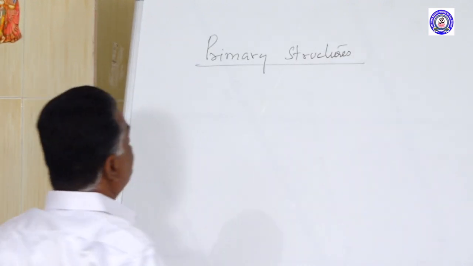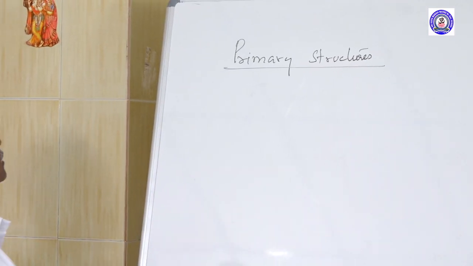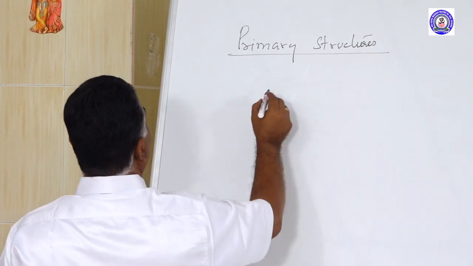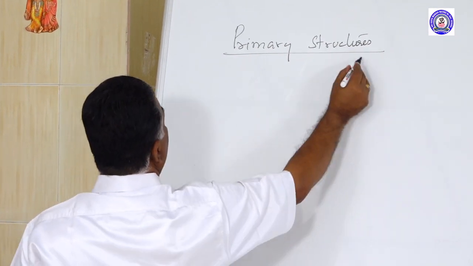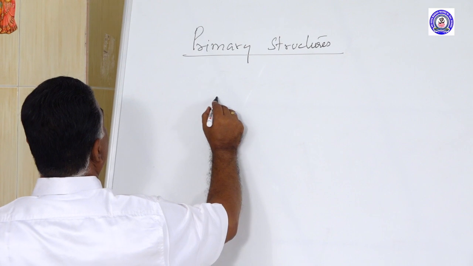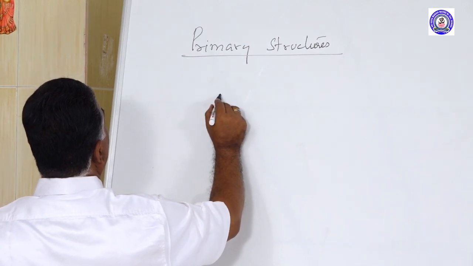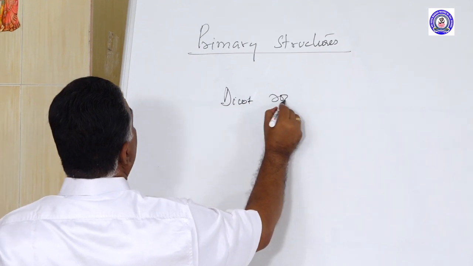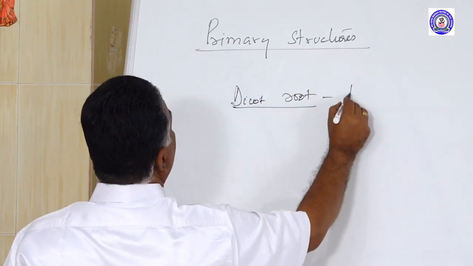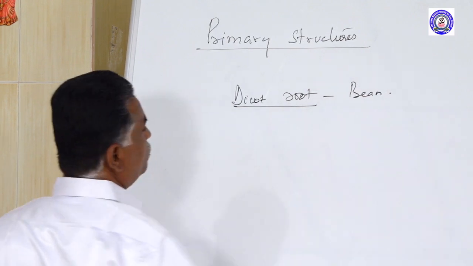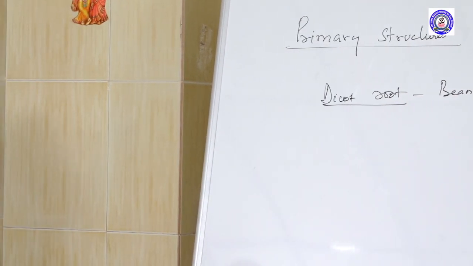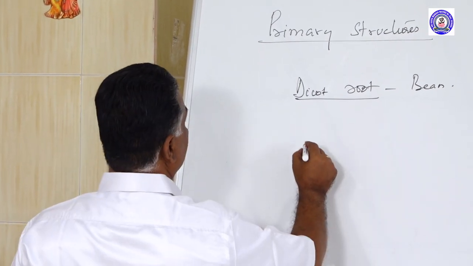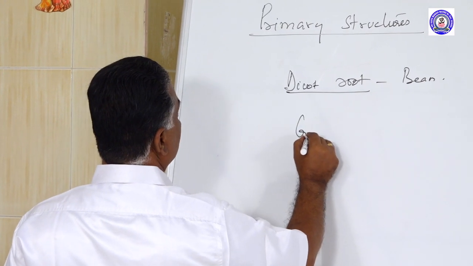Of the plant body. First we will take the primary structure of root. Primary structures, in that primary structure of root or dicot root. For example, dicot root, we will take bean as an example. See, it has a ground plan. First we will see the ground plan.